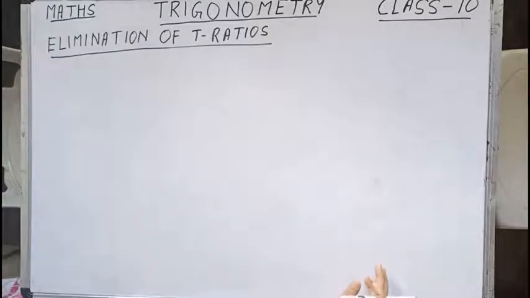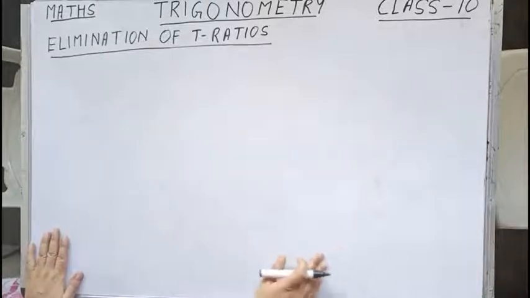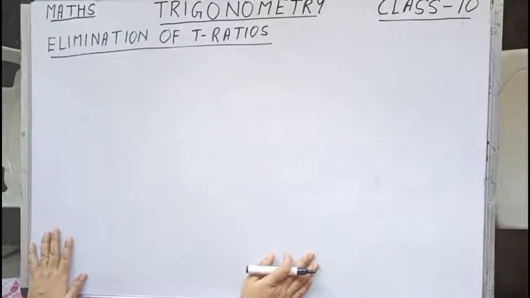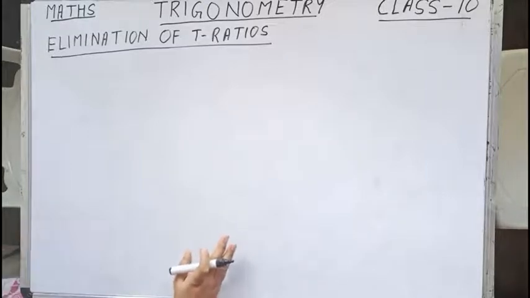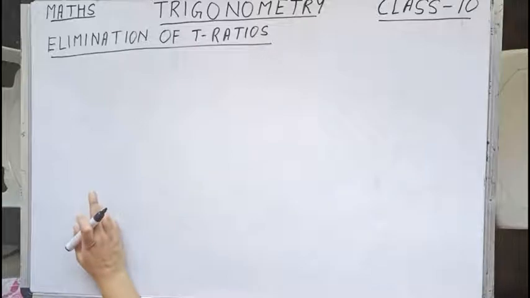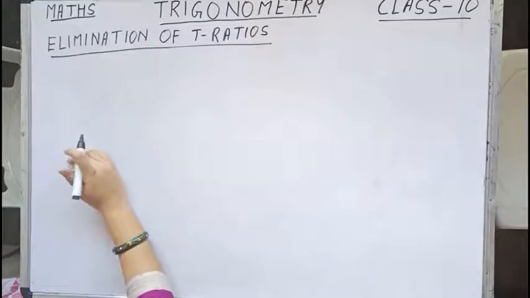So let us start. Now elimination of t ratios, the sums I will be doing from R.S. Agarwal. Now a few sums I have selected, which I am taking from the exercise. Again I repeat, the question number as well as the exercise number doesn't matter, because in my book and your book the question number may differ. So I am writing the page number and the question number from my book, but it may differ from your book.